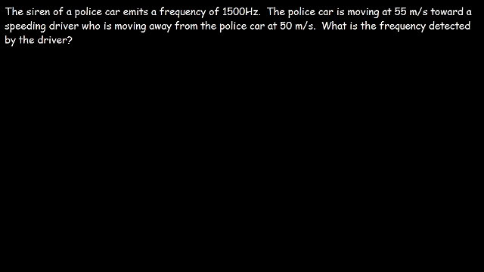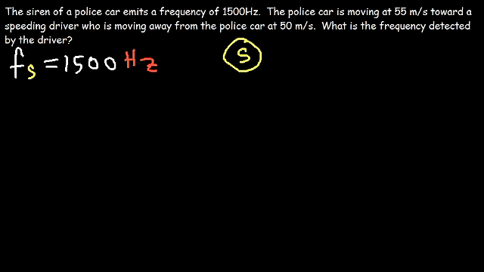The siren of a police car emits a frequency of 1500 hertz. So that's Fs, the frequency emitted by the source. Now the police car is moving at 55 meters per second toward a speeding driver who is moving away from the police car at 50 meters per second. What is the frequency detected by the driver? So let's draw a picture. The police car is the source. It emits the sound. And the driver is the observer. Now the police car is moving towards the driver, and the driver is moving away from the police car.